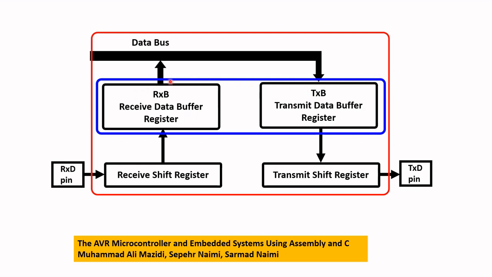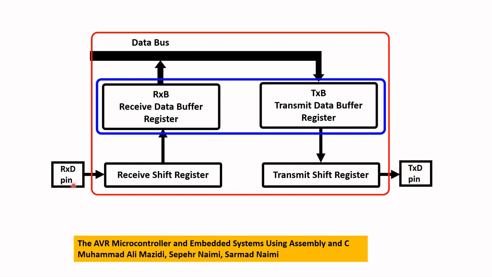So these are the two registers that I mentioned earlier, the transmit data buffer, TXB. Then there is the receive data buffer, RXB. Now, the data that you want to transmit, you put it in this TXB, the data buffer register. It is then sent to the transmit shift register. So parallel data goes in, and this shift register will shift them out one bit at a time via this pin. And this pin is the transmit pin.